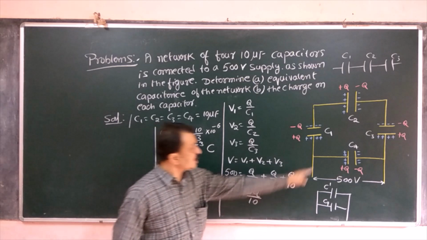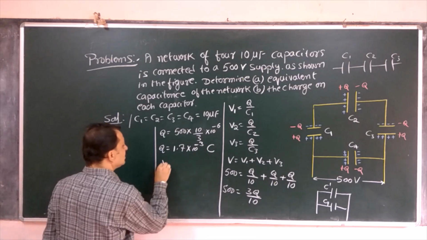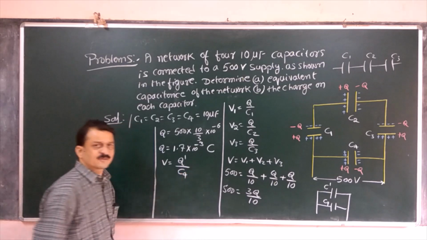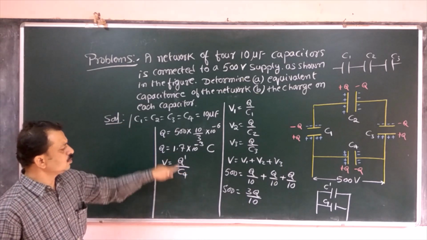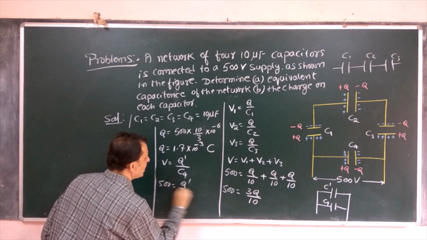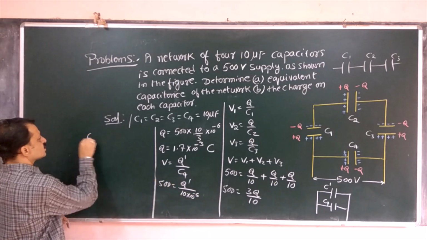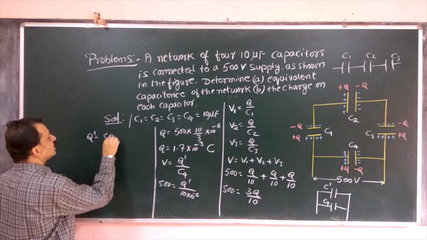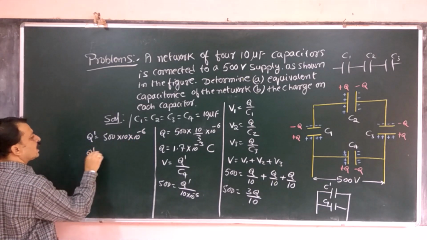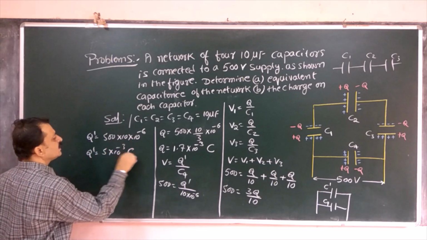Now what is the charge stored on the fourth capacitor? The potential across the fourth capacitor is V equal to Q dash divided by C4, because C is equal to Q by V, therefore V is equal to Q by C. We have used that formula. So it is 500, that is Q dash, and this is also 10 microfarad, 10 to the power of minus 6. Therefore Q dash, the charge on the fourth capacitor, is 500 into 10 into 10 to the power of minus 6. Simplifying, Q dash is equal to 5 into 10 to the power of minus 3 coulomb.